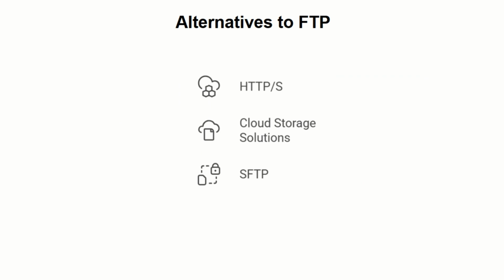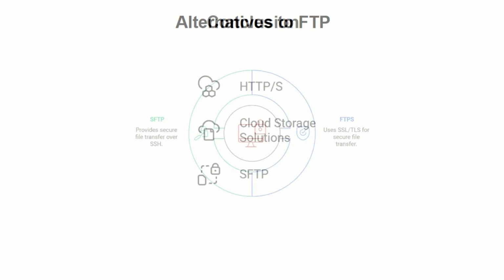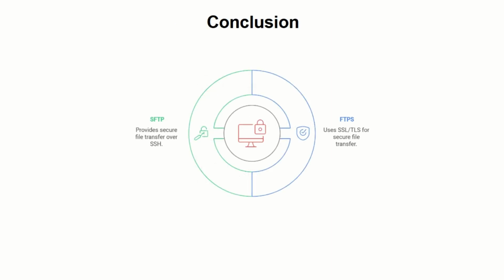Alternatives to FTP include HTTP/HTTPS for web-based file transfer, and cloud storage solutions like Google Drive or Dropbox. Then SFTP, a more secure alternative to FTP. To conclude, FTP remains a powerful tool for file transfer, but users must consider security implications and choose modern alternatives like FTPS or SFTP for sensitive data transfers.